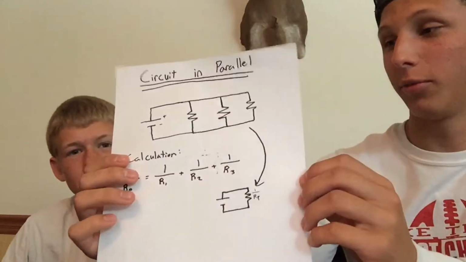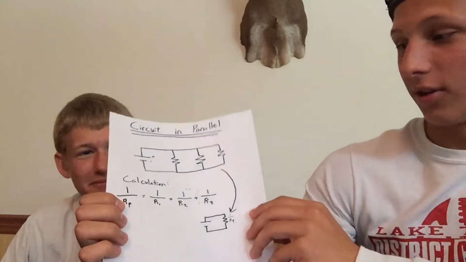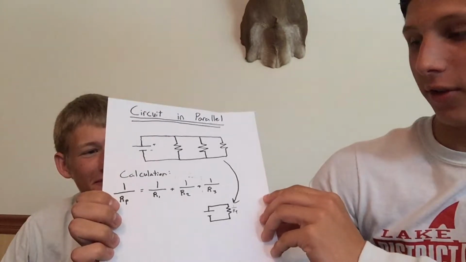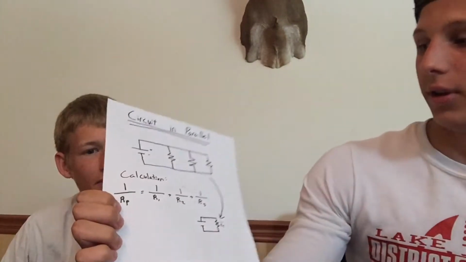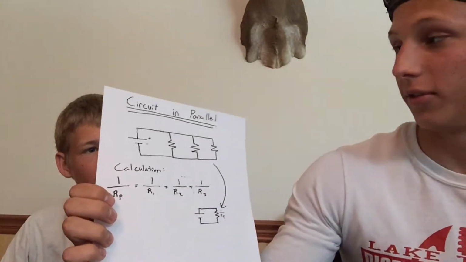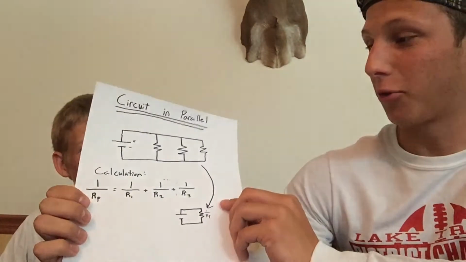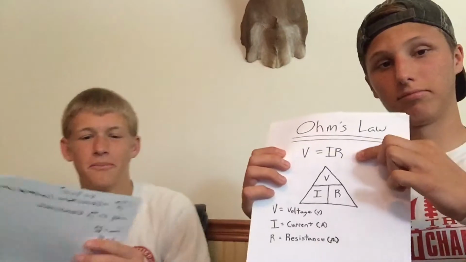Circuit in parallel. This one's a little bit tougher. Emerson might be able to figure it out though. Your calculation for this one is 1 over the resistor, add them all up, you get 1 over RP, that's your total resistance. Then you can combine them into one resistor.